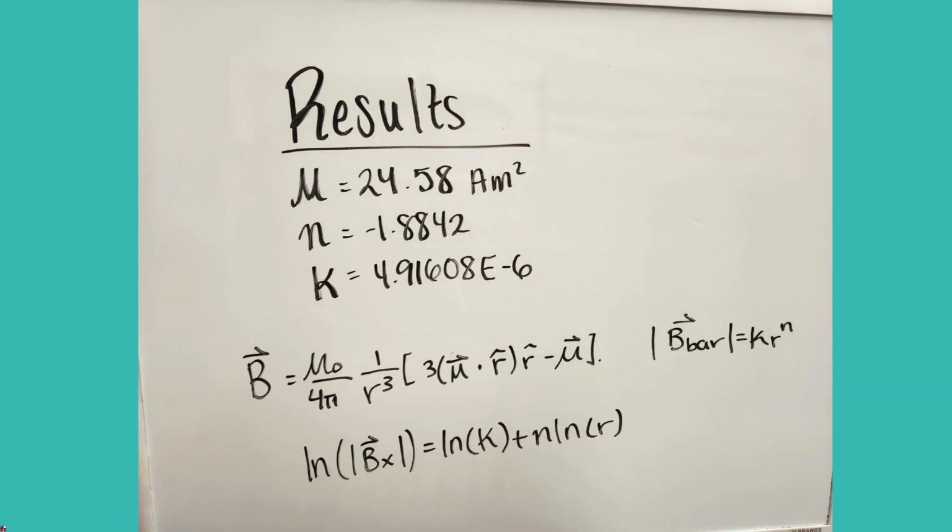Here are the results that I got using the equations we derived from the Biot-Savart law. Our magnetic moment is 24.58 amperes meters squared. Our n is negative 1.8842, and k is 4.916 e to the negative 6.